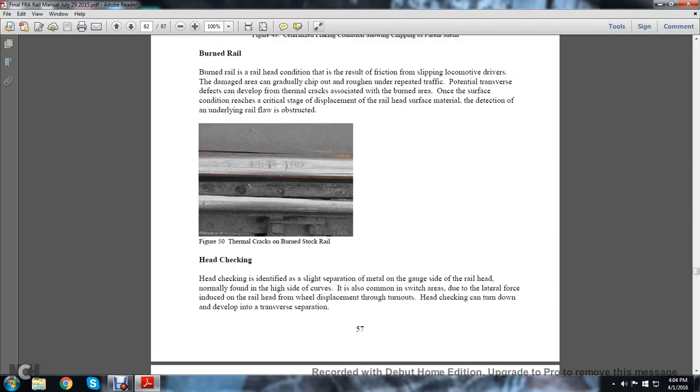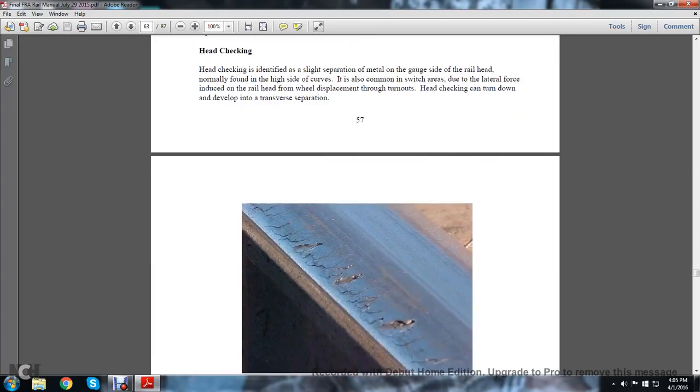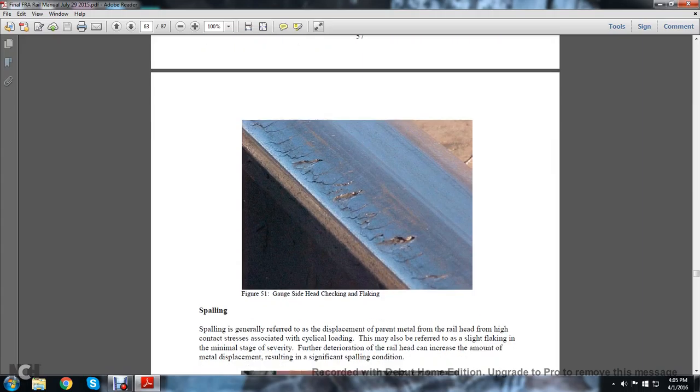Head checking. Head checking is identified by fine cracks on the gauge side of the railhead, normally found on the high side of curves. It is also common in switch areas due to the lateral force induced by the wheel displacement throughout the turnouts. Head checking can turn down and develop into transverse separation. Here we see the gauge side checking and flaking.